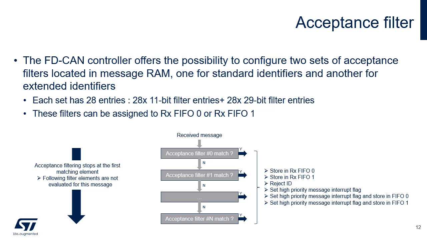Software configures the number of active filter instances. The maximum is 28. Acceptance filtering is started after the complete identifier has been received. After acceptance filtering has completed, and if a matching RX FIFO has been found, the message handler starts writing the received message data in 32-bit portions to the matching RX FIFO.